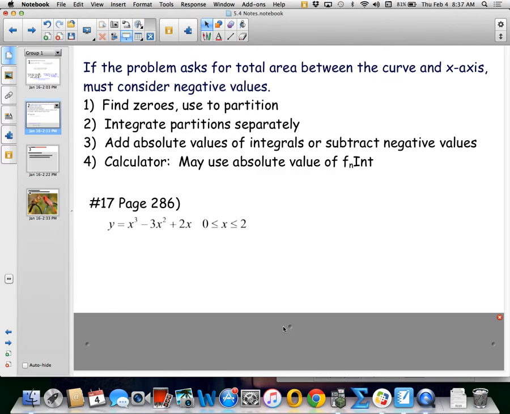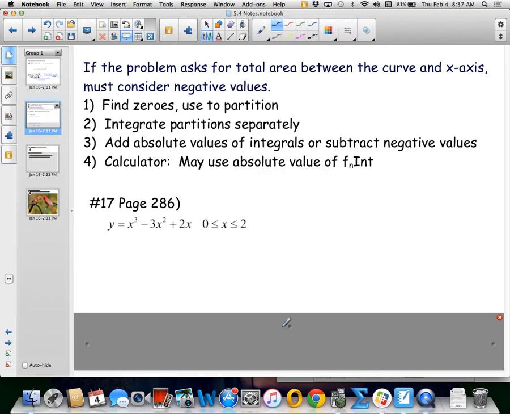You notice how it just gives you a function, and it says to find the total area of the region between the curve and the x-axis. So some of this function might be above the x-axis and some of it might be below. If so, we're going to have to split it up. First step is to find the zeros.